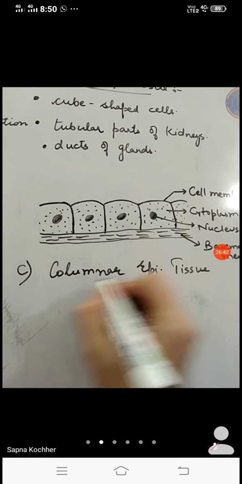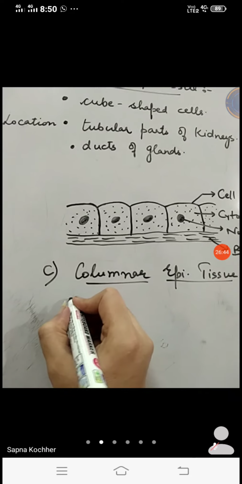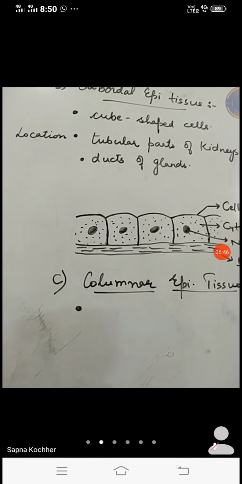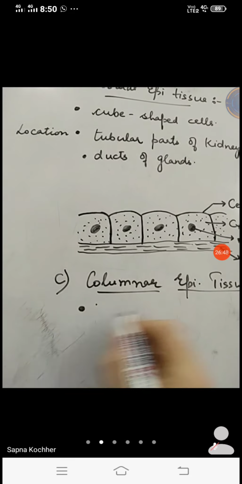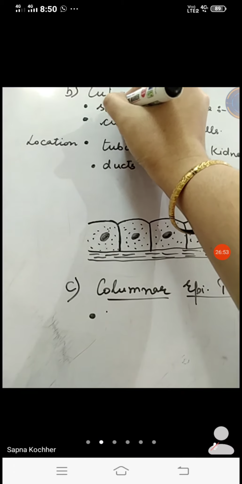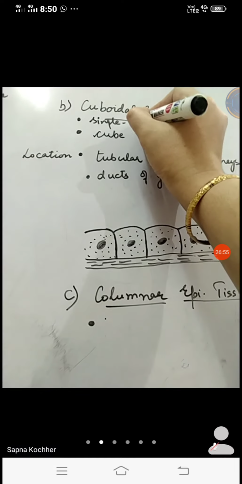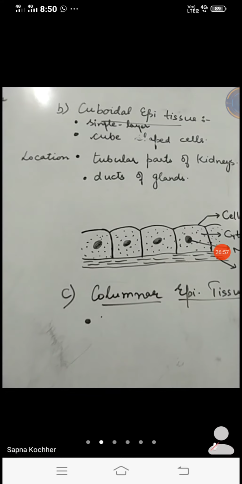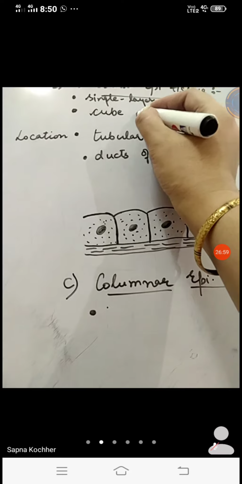For this, the shape of the cells is column shape. Again, it forms a single layer. So you can write the single layer feature in every one, right? Here in every kind, you have to write this single layer feature. You can also write it here over the cuboidal epithelium. Okay, so it was cube shaped.